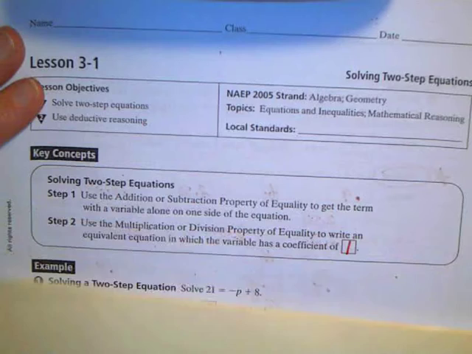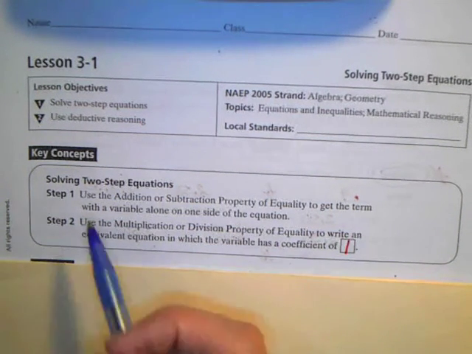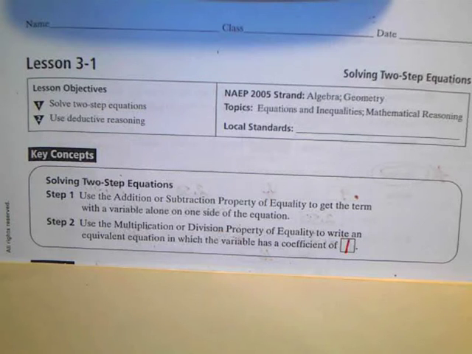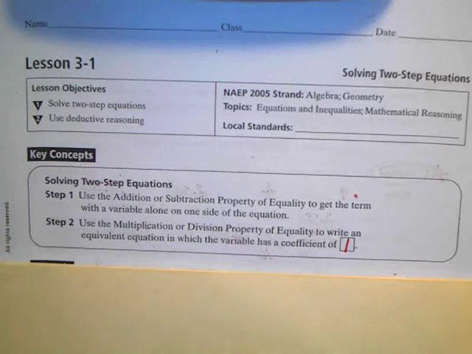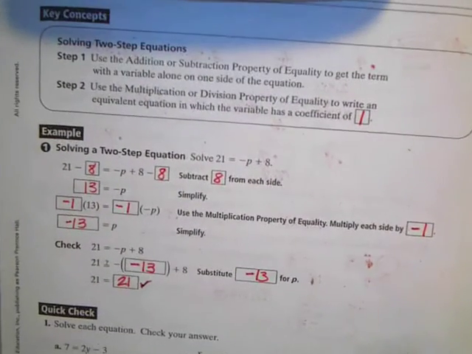Okay, just a quick recap on solving two-step equations. Our first step is generally to use the addition or subtraction property of equality to get the term with a variable alone on one side of the equation, or to isolate the variable. Step 2 is use the multiplication or division property of equality to write an equivalent equation in which the variable has a coefficient of 1, even though we generally don't write that coefficient.